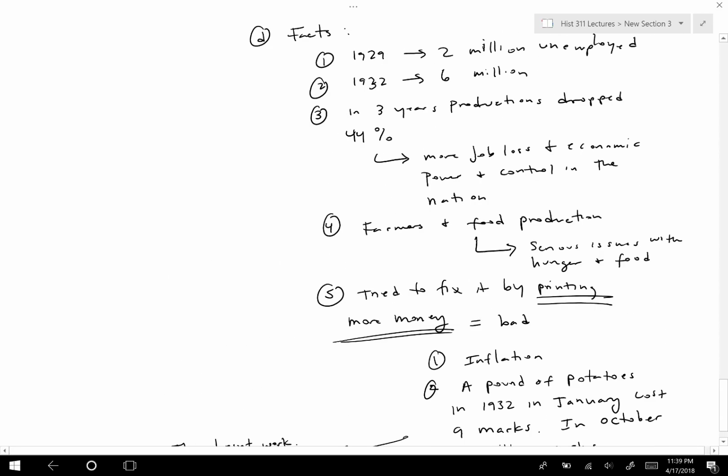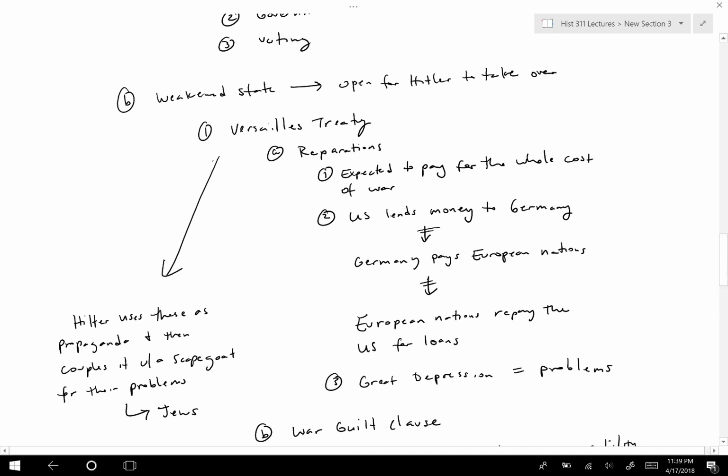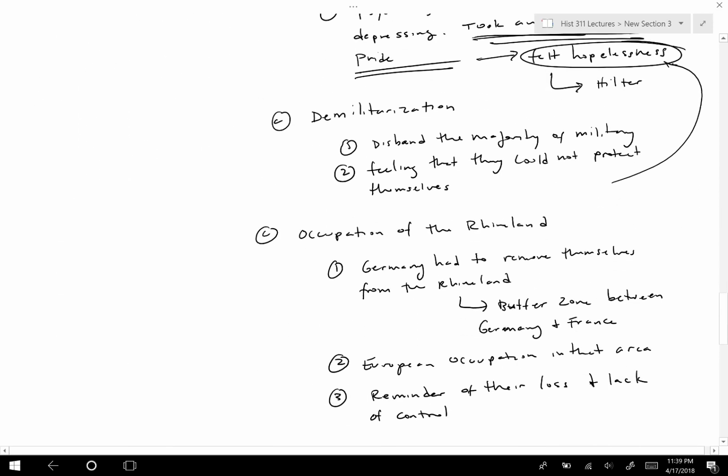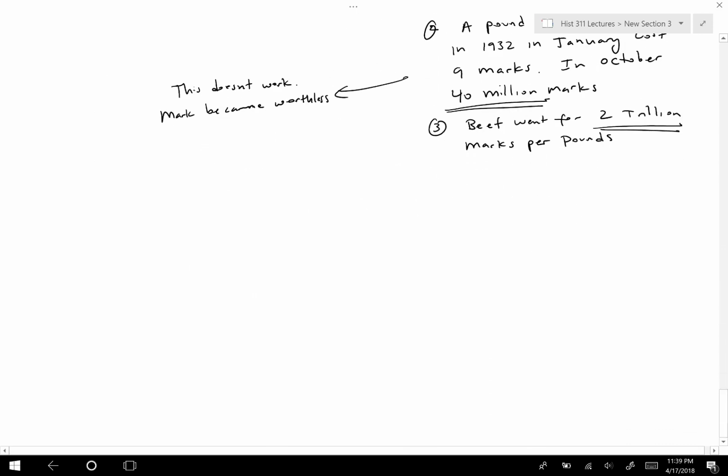So all of these things are what sets the stage for Hitler to come in and be a persuasive individual for getting involved in the government. So let's put Hitler here. He was born in Austria. And we know that he initially wanted to become an artist, but was rejected from art school.